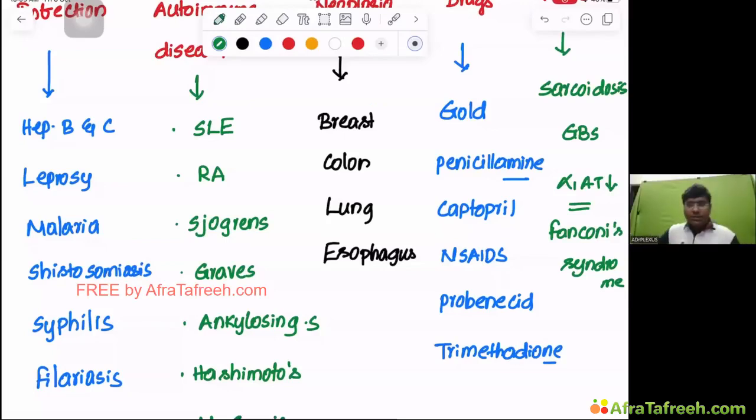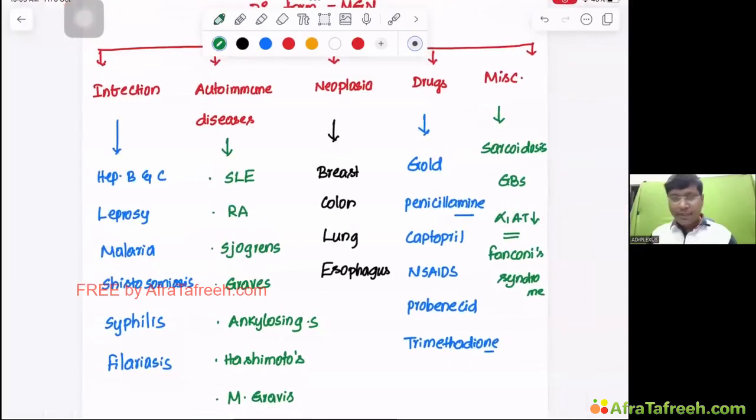Okay. Now, these are the etiologies which will be responsible for your membranous glomerulonephritis. And can anyone tell me what is Fanconi syndrome? Fanconi syndrome, it is your renal tubular acidosis. Very good, Jacob. Where you have damage in the proximal convoluted tubule. It's a type 2 renal tubular acidosis. That is nothing but your Fanconi syndrome.